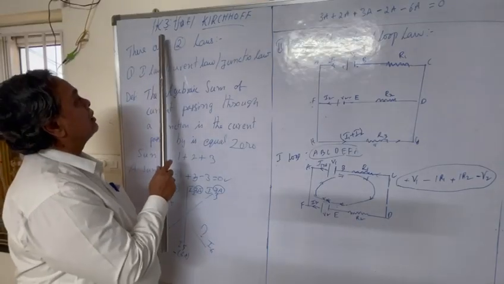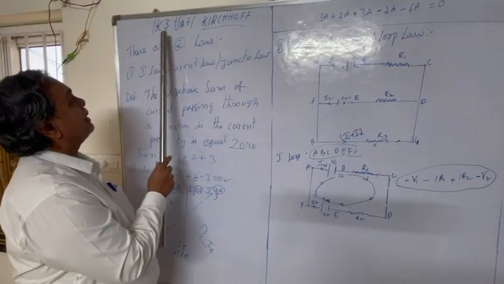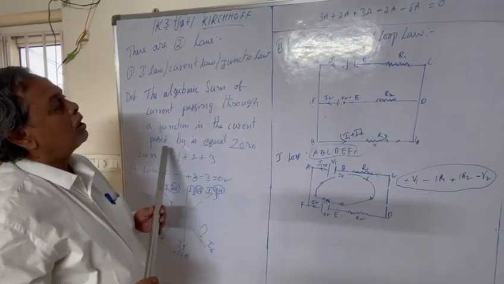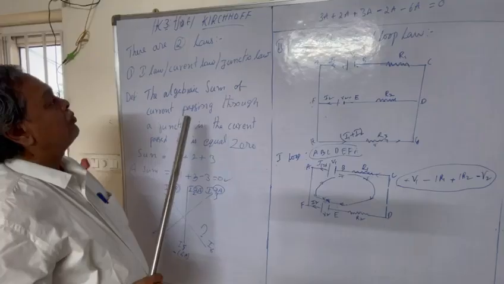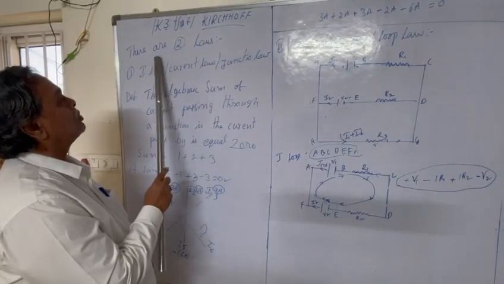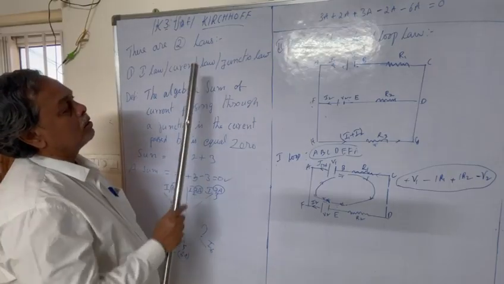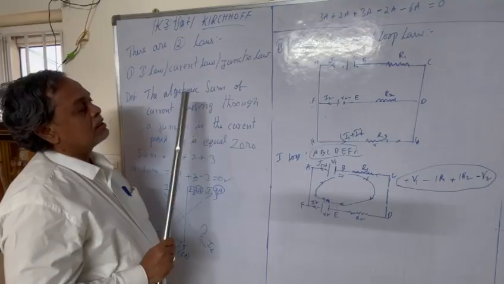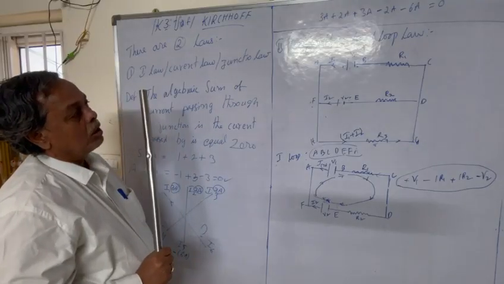Kirchhoff's lesson in the electrical lesson. These are the two laws invented by Kirchhoff. That's why there are two laws: the first law and the second law. The first law is called the junction law. The second law is called the loop law.